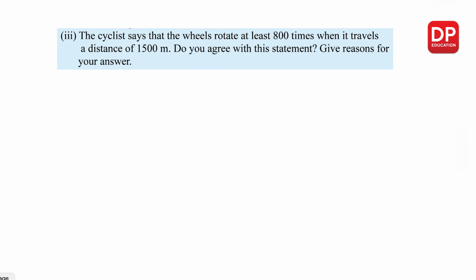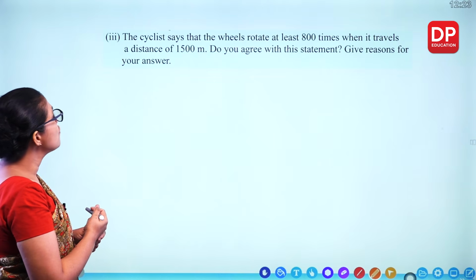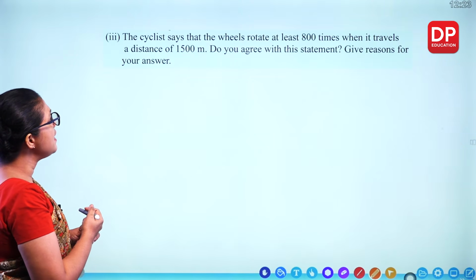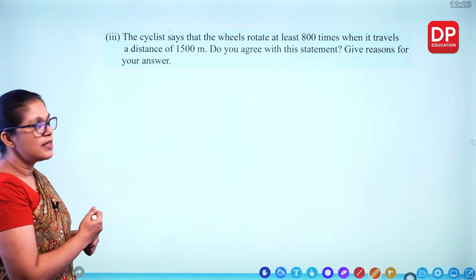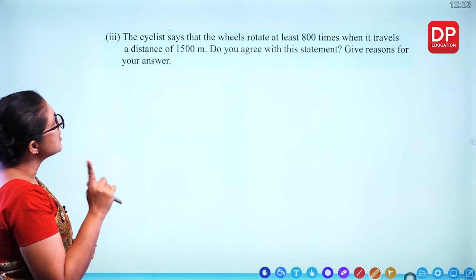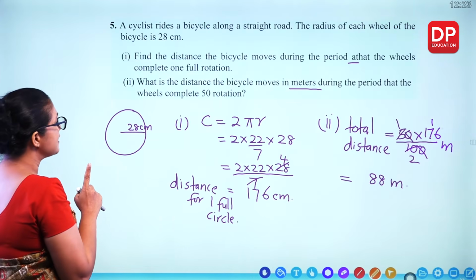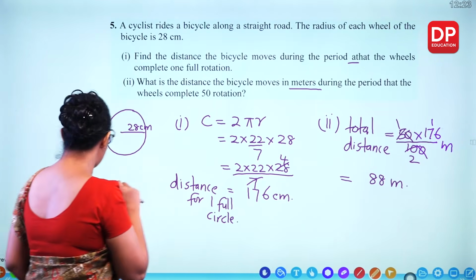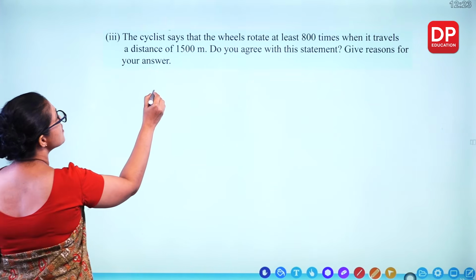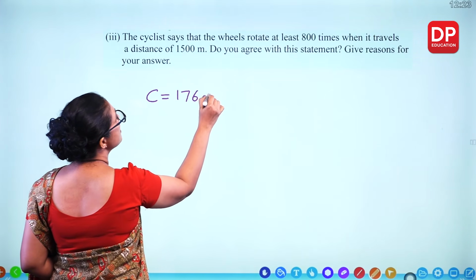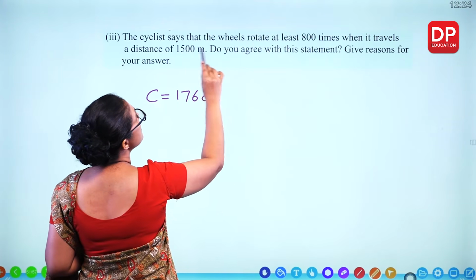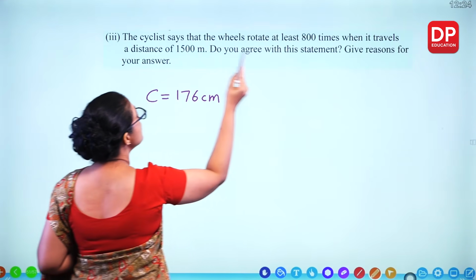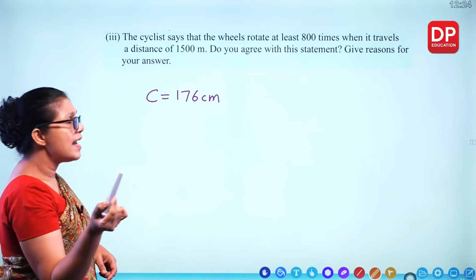Part 3. The cyclist says that the wheels rotate at least 800 times when he travels a distance of 1500 meters. Do you agree with this statement? Give reasons for your answer. So what's one full circle? That's the circumference, 176 centimeters. Now this distance is for 800. So we'll divide and see whether the value is more than 800.